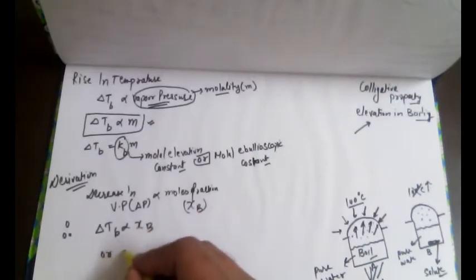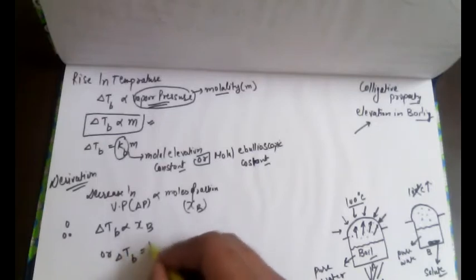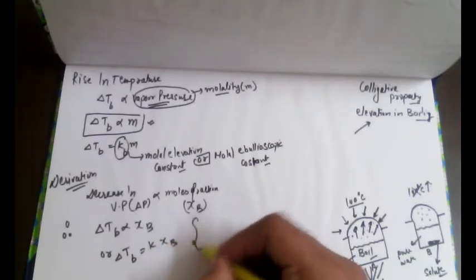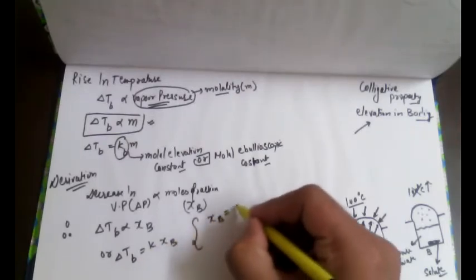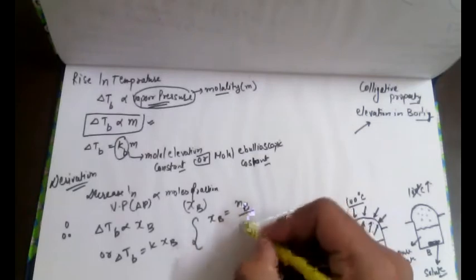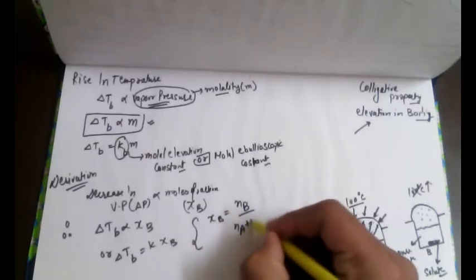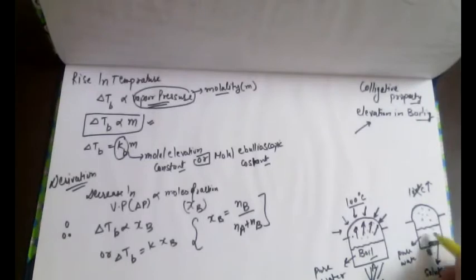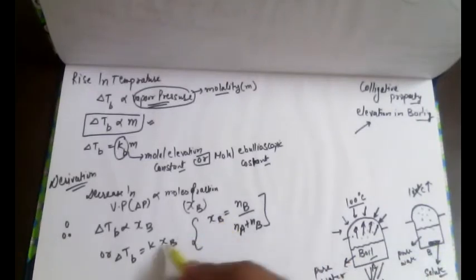So what does this represent? This represents the formula for the mole fraction of B. We know the mole fraction is based on the number of moles when we have two components, A and B. A is acting as pure water and B is acting as the solute. Putting this value in this equation, we will get the result for K.